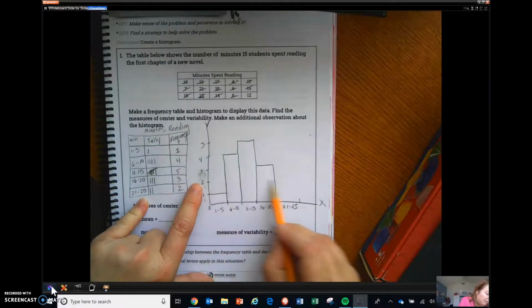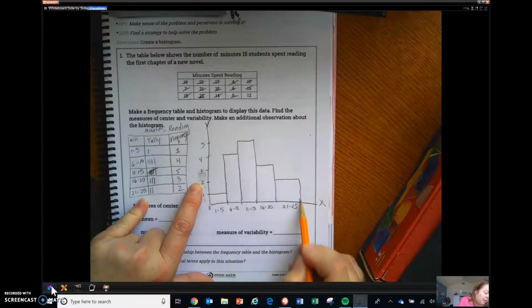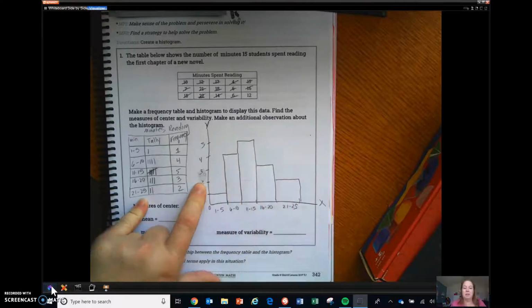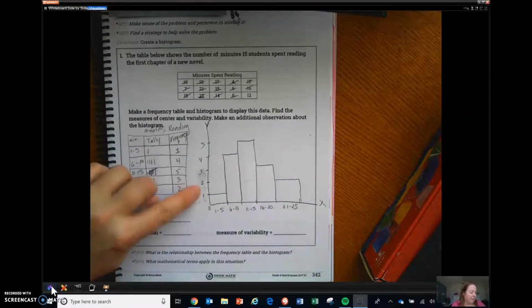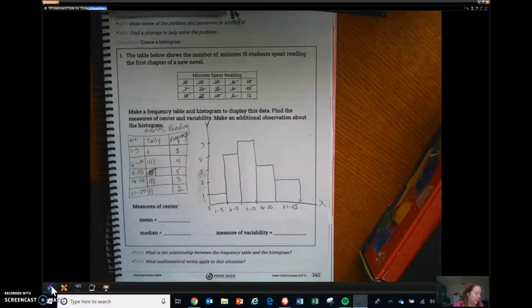So all I'm doing is I'm kind of eyeballing, kind of looking over, and it's not 100% accurate, but I'm just kind of gauging it by these frequencies over here. So now with that, I have to measure the center and the median and measure variability.